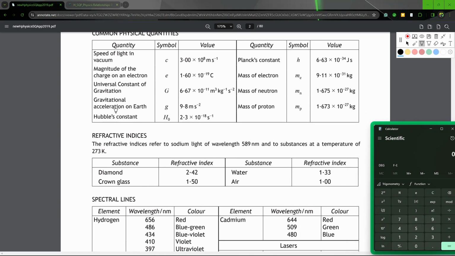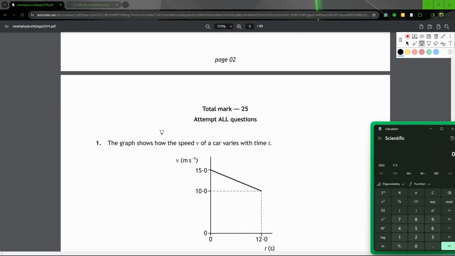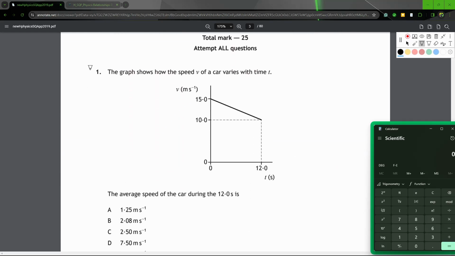So this is lots of numbers that they might ask you to know. I think it's occasional that you get used to these. I definitely use them a couple times a paper, but you won't be expected to flip back here all the time. Alright, well, we'll get started with question 1.